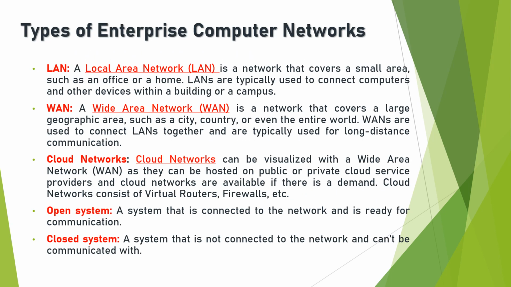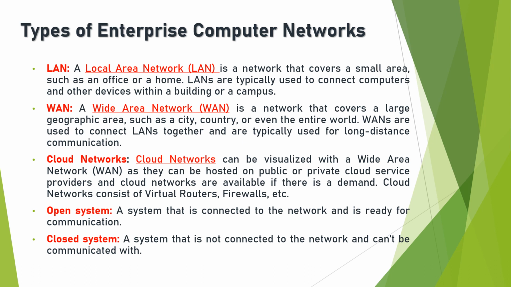Types of enterprise computer networks. LAN. A local area network is a network that covers a small area, such as an office or a home. LANs are typically used to connect computers and other devices within a building or a campus. WAN. A wide area network is a network that covers a large geographic area, such as a city, country, or even the entire world. WANs are used to connect LANs together and are typically used for long-distance communication.